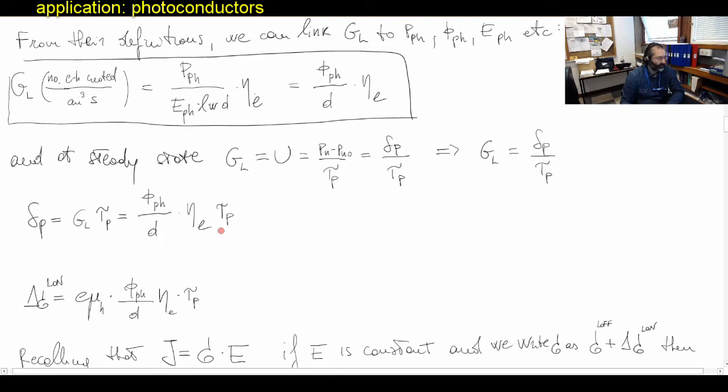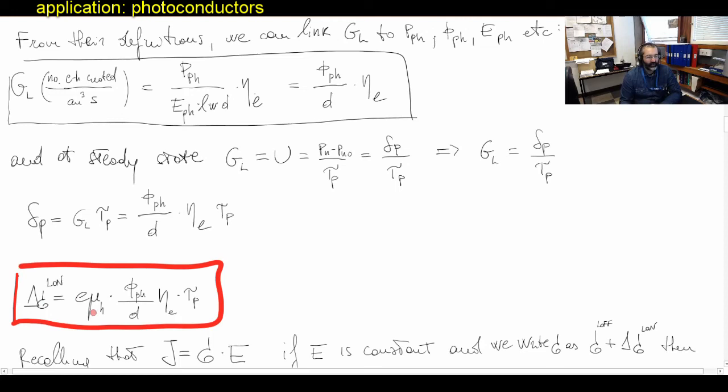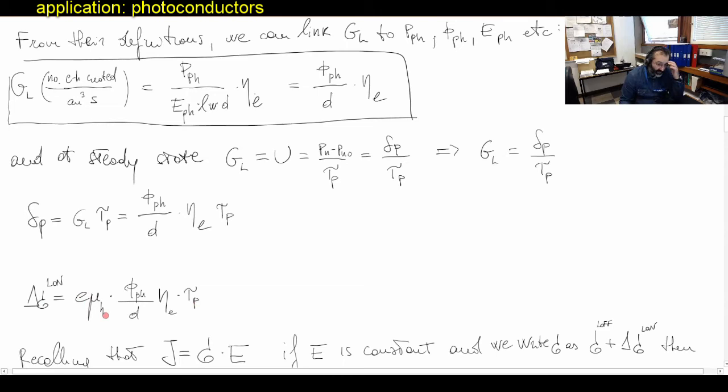So delta sigma, the quantity we defined previously, is actually this here: epsilon, E, the mobility of the holes in this case, times all these things. And so as we can see, it is delta sigma that carries the information of the actual response of the system to the light excitation, the photon flux.